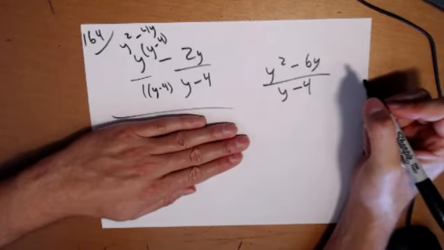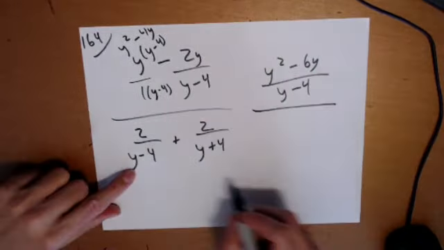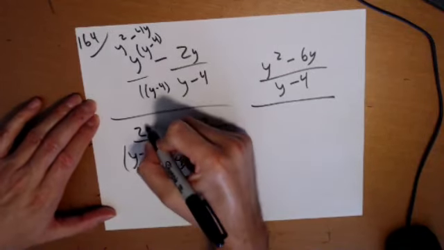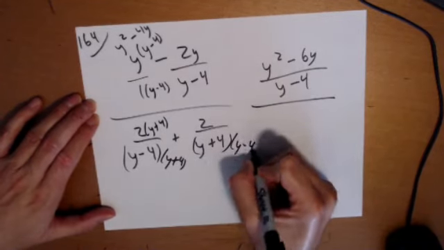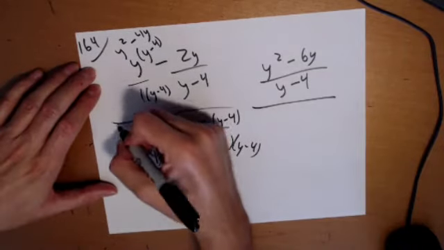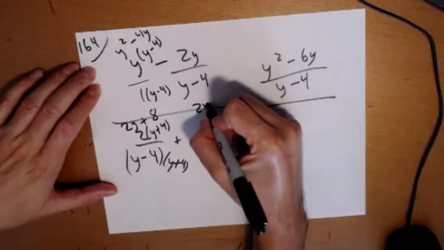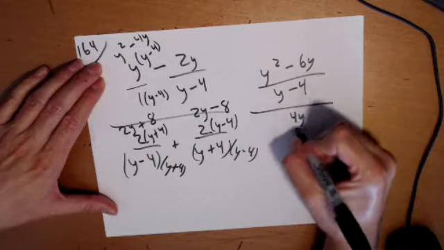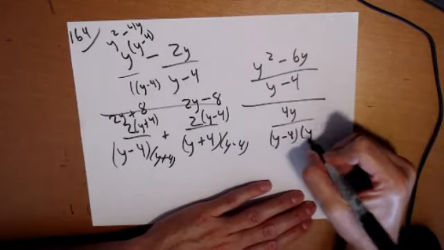Pause, make sure you're cool with this. All over. Now let's just focus on the bottom. So this guy on bottom needs a y plus 4, and this one needs a y minus 4. So that's going to give me a 2y plus 8, and this is a 2y minus 8. The 8's cancel. 2y and 2y is a 4y over a y minus 4 common denominator y plus 4.